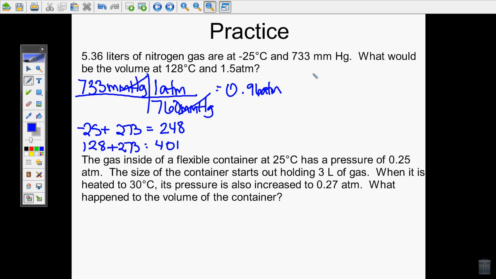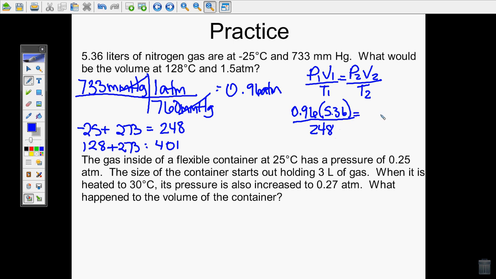Okay, now I can plug everything in to the combined gas law. So P1V1 over T1 equals P2V2 over T2. Okay, so what do we have? Our first pressure, 0.96 atmospheres times 5.36 liters over 248 equals 1.5 atmospheres times, we don't know, over 401. Okay, little algebra, and we get 5.55 liters.